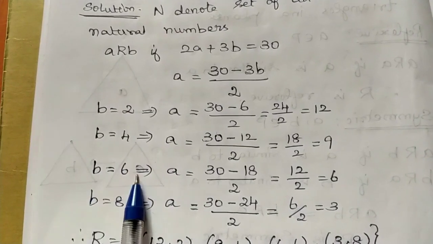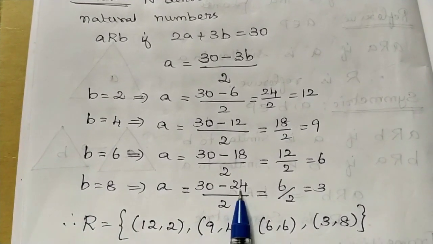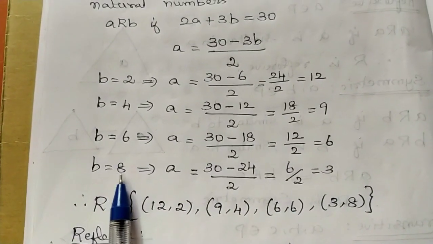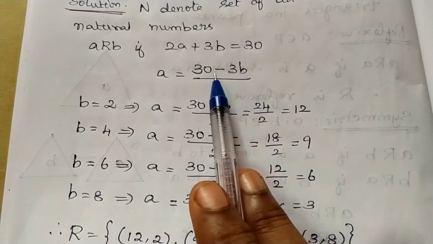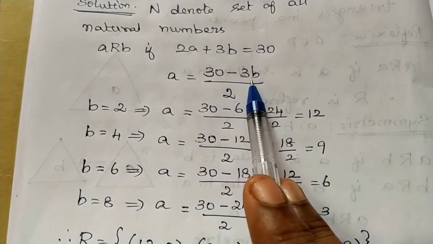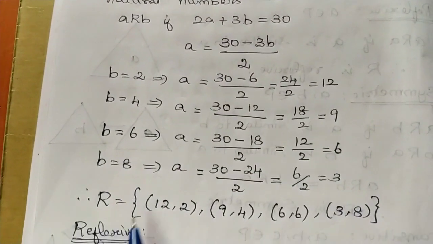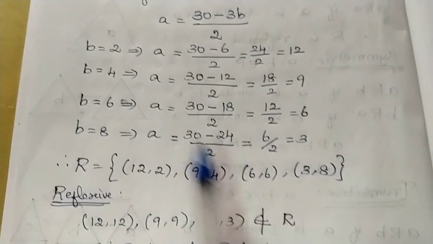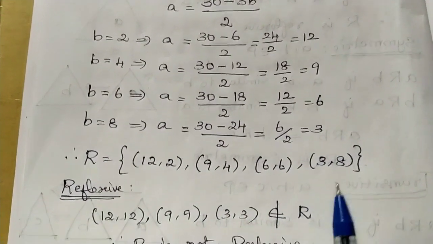Then we cannot take B equal to 5, so take B equal to 6: we get 6. B equal to 8, substituting, we get 3. Now suppose B equal to 9: 9 threes are 27, 3 by 2, we get a fraction. B equal to 10 means 30 minus 30 is 0, and 0 is not a natural number. Then we get only 4 pairs: (12, 2), (9, 4), (6, 6), (3, 8).